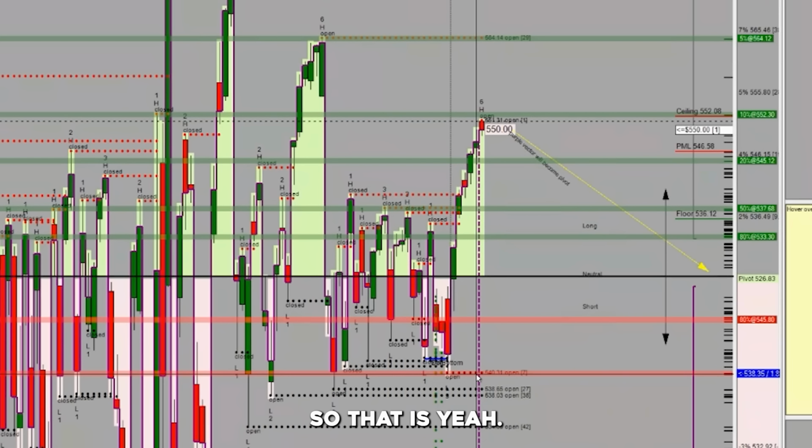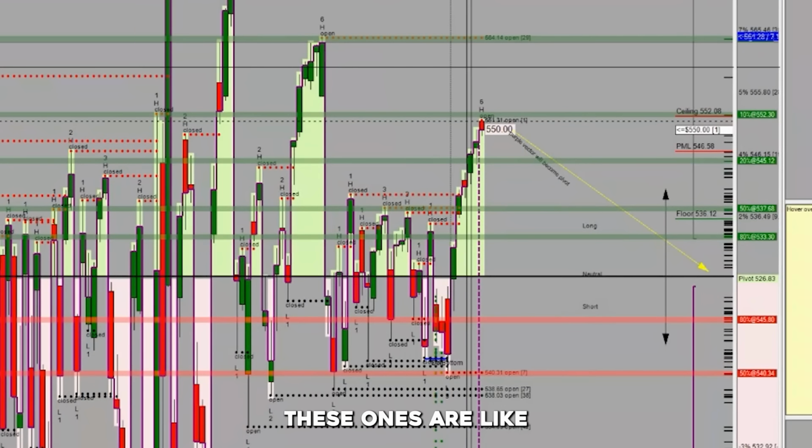Any questions? Yeah. They're open both on the top and the bottom. So do you use that in conjunction with the bands to see if you want to take a short there? Which ones are you talking about? These ones or these ones?